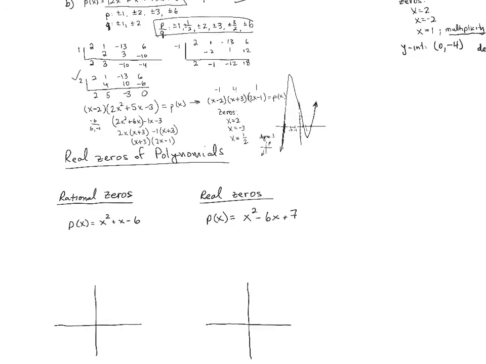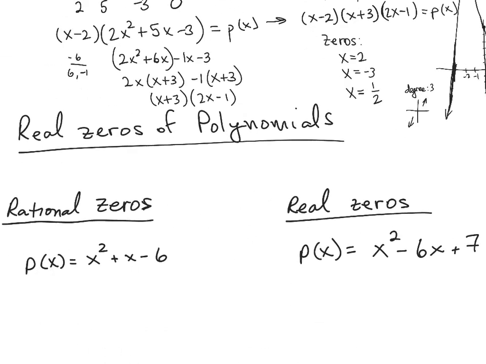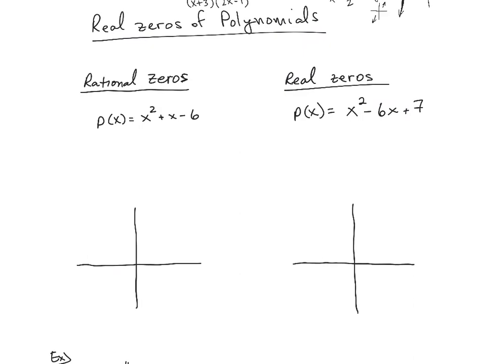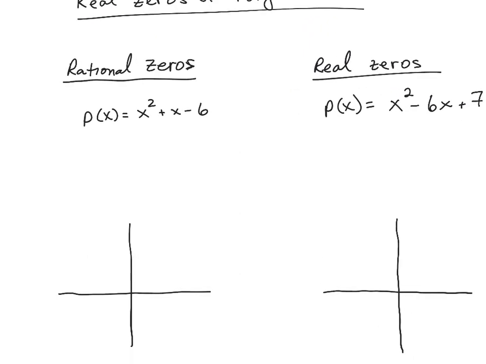And those kind of zeros can only be found with the quadratic formula. Here's an illustration of what I mean. Rational zeros can be found by simply factoring x plus 3, x minus 2, for example. So then this graph would look like this. We have a 0 at negative 3 and a 0 at positive 2. So these are the zeros.